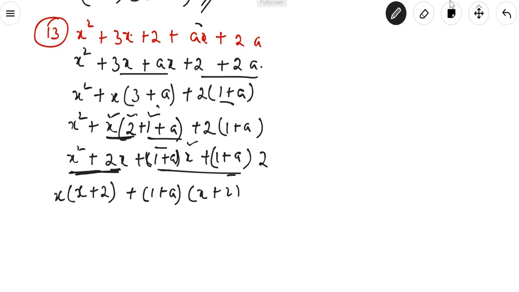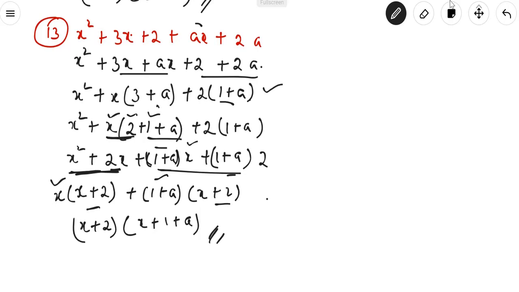So 2 is left. Again, what will I do? Again, I can take this one outside. If I take x plus 2 outside, what is left? This x is left here, x plus 1 plus a. So these are the two terms of problem number 13. A little bit you have to rearrange the equation and put it in this form, and then we have to take it common.